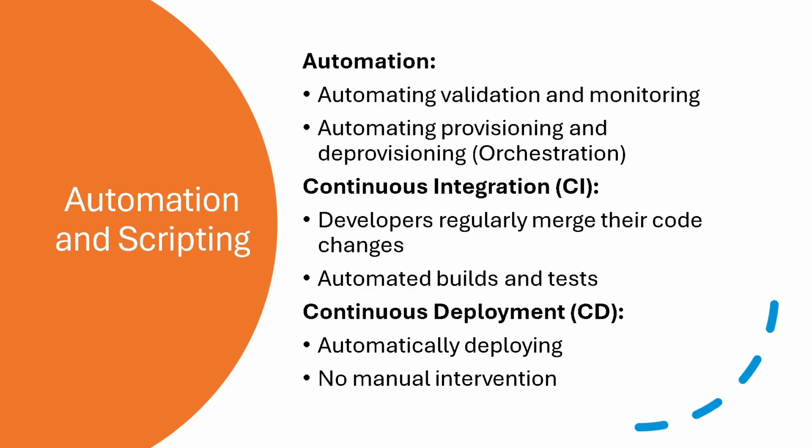Continuous integration. Continuous integration, or CI, is a development practice where developers regularly merge their code changes into a shared repository, triggering automated builds and tests. The primary goal is to detect and address integration issues early, ensuring that the code changes are continuously validated. Continuous deployment, or CD, extends the principle of CI by automatically deploying every change that passes the automated tests to a production environment. This practice ensures that software updates are delivered to the users as soon as they are ready without manual intervention.